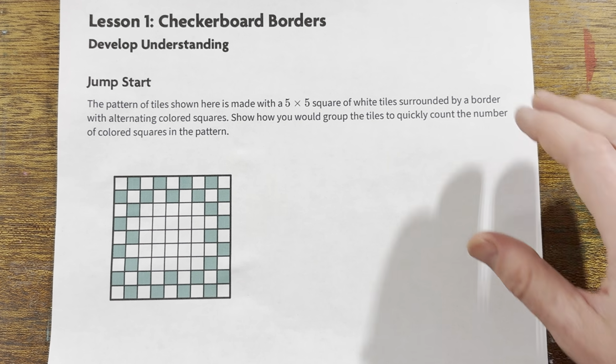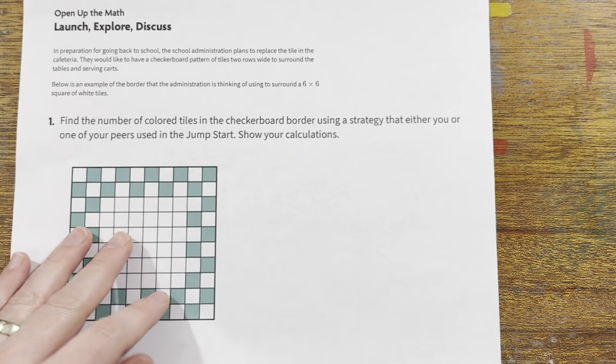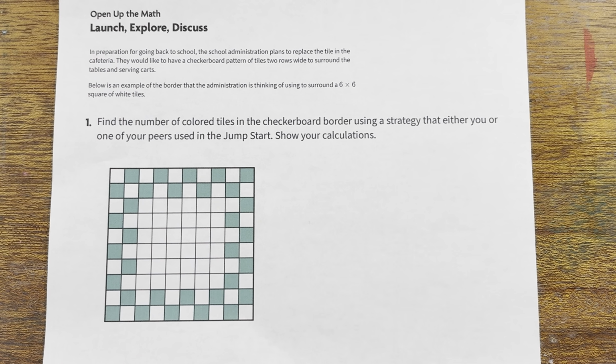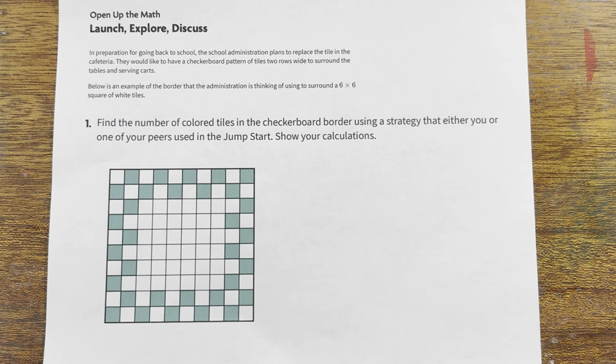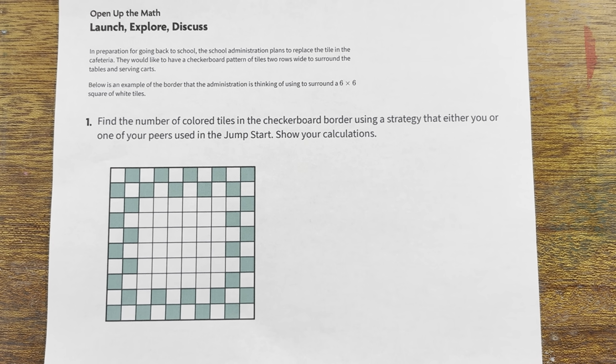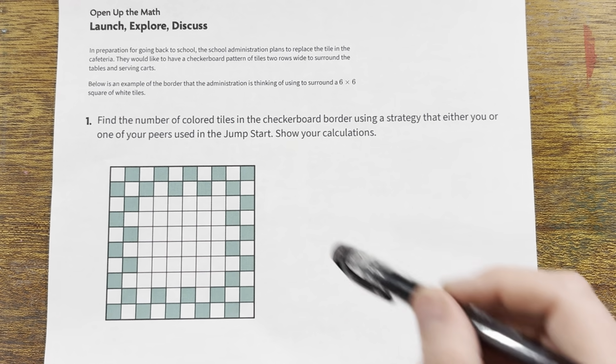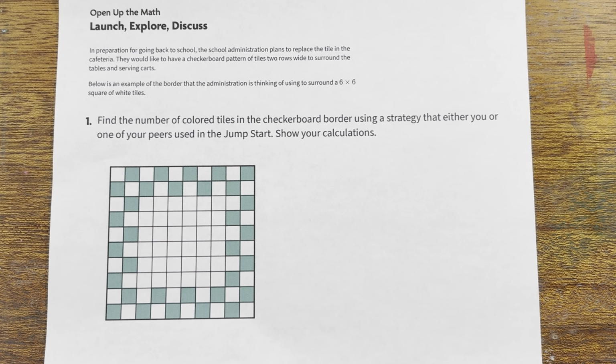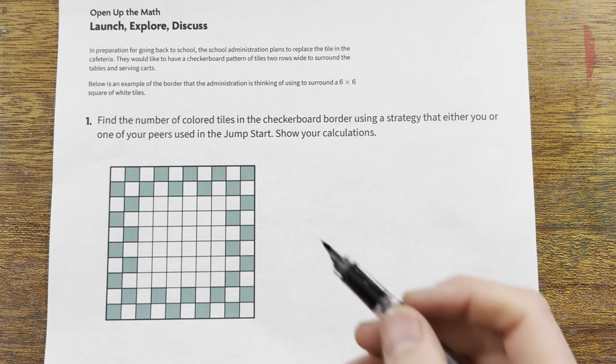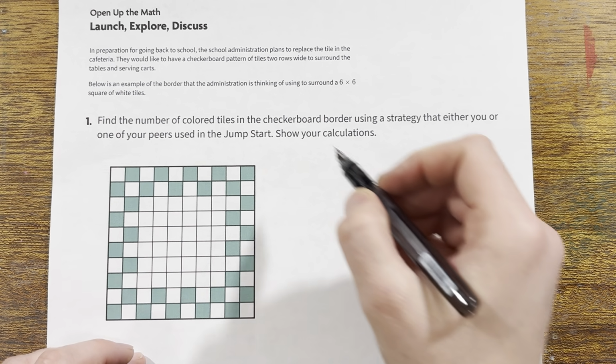What I want to think about is how we could use those strategies for a similar pattern. So now, again, all of these problems come from Open Up Resources. This is lesson number 1 of the Patterns unit for 9th grade. Let's read it together. It says, in preparation for going back to school, the school administration plans to replace the tile in the cafeteria. That's very nice of them.